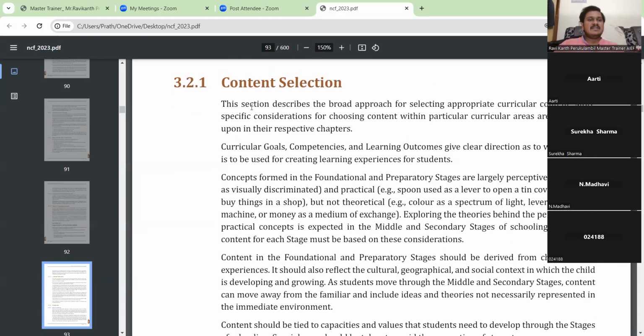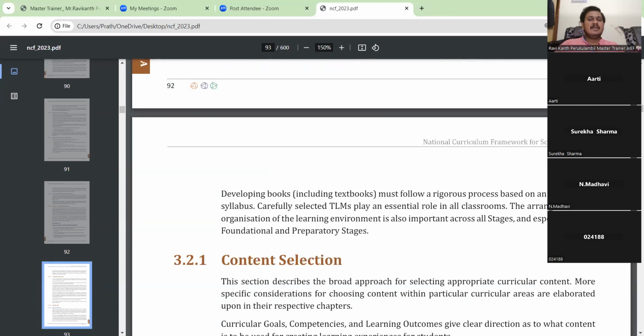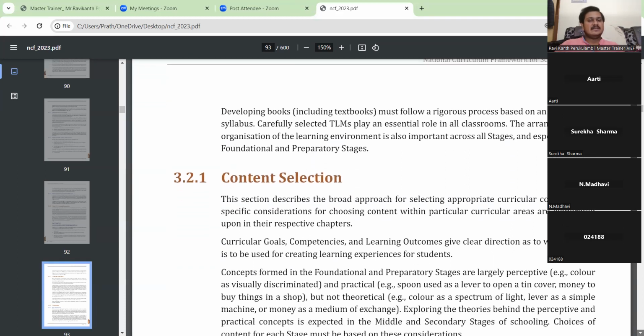Content selection. How are we supposed to select the content? Let's go there. This section describes the broad approach for selecting appropriate curricular content. More specific considerations for choosing content within particular curricular areas are elaborated upon in their respective chapters. So based upon the aims, curricular goals and all, we are supposed to develop the content, isn't it? So it will be again chapter wise, context wise.